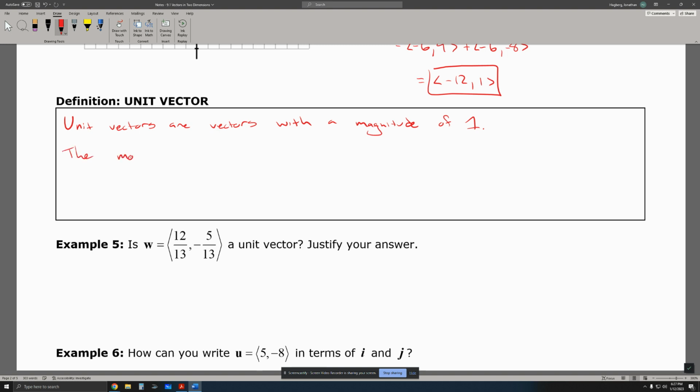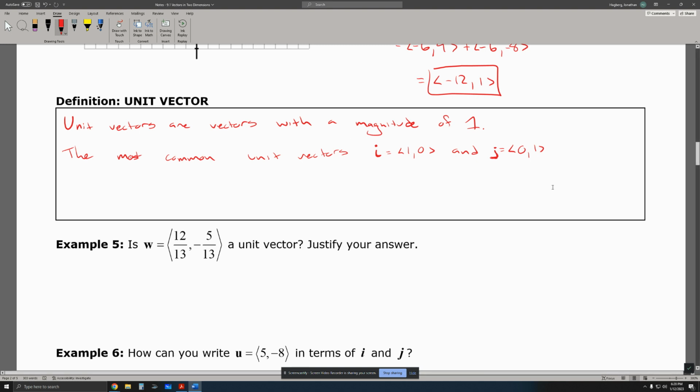The most common unit vectors are the unit vectors i, remember, that's a bold i. This is a vector which has component form ⟨1, 0⟩. And j, which you guessed it, has component form ⟨0, 1⟩. And again, that j is bold. This is a unit vector. Remember, unit vectors have magnitude 1.